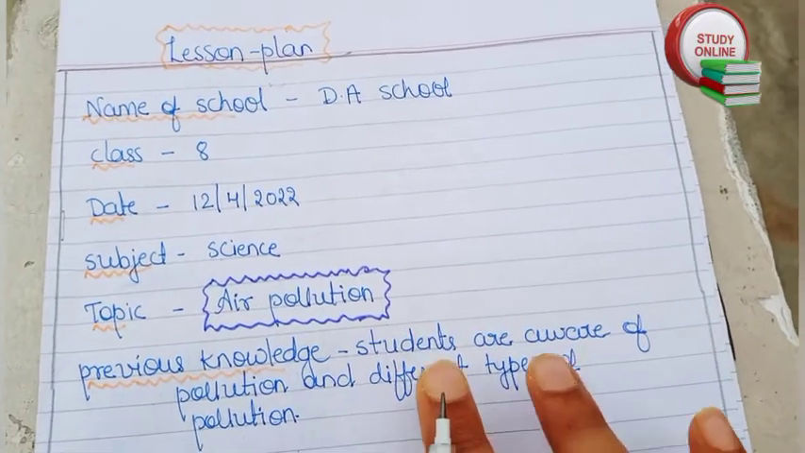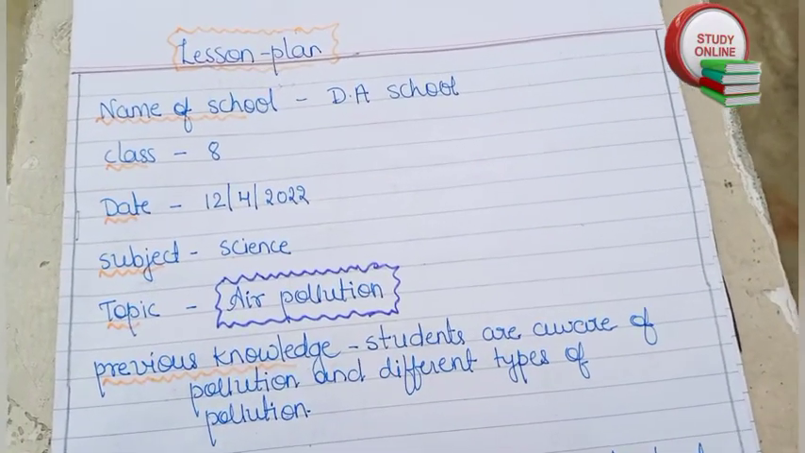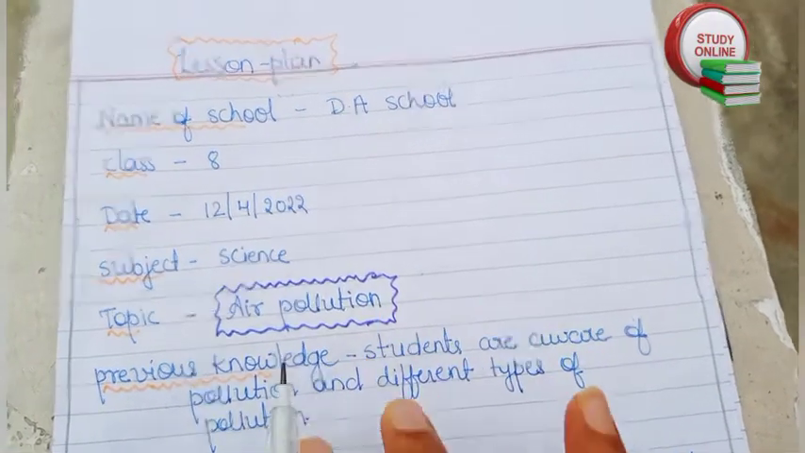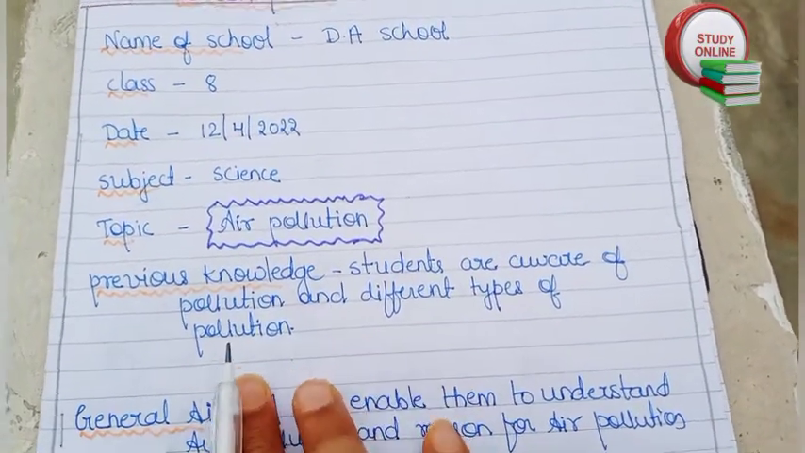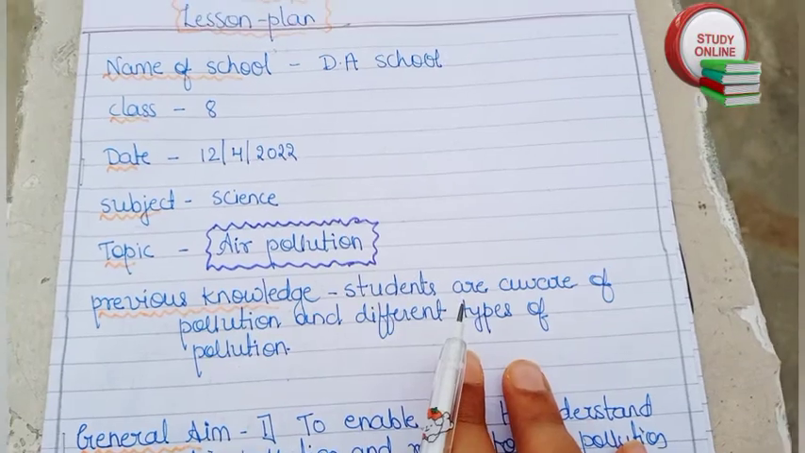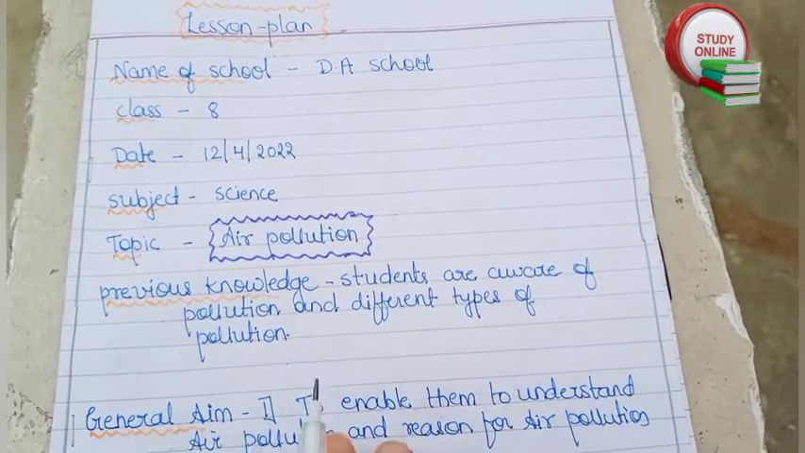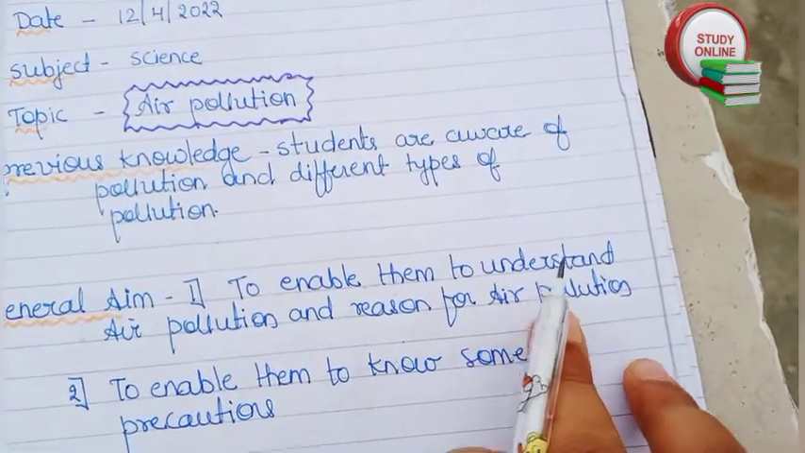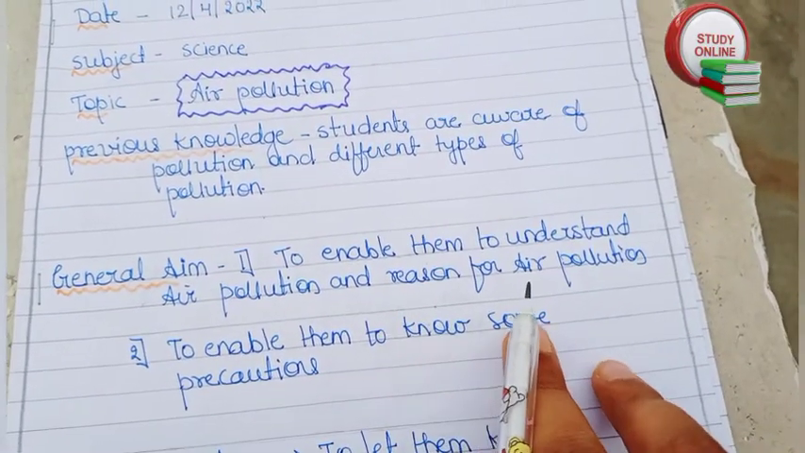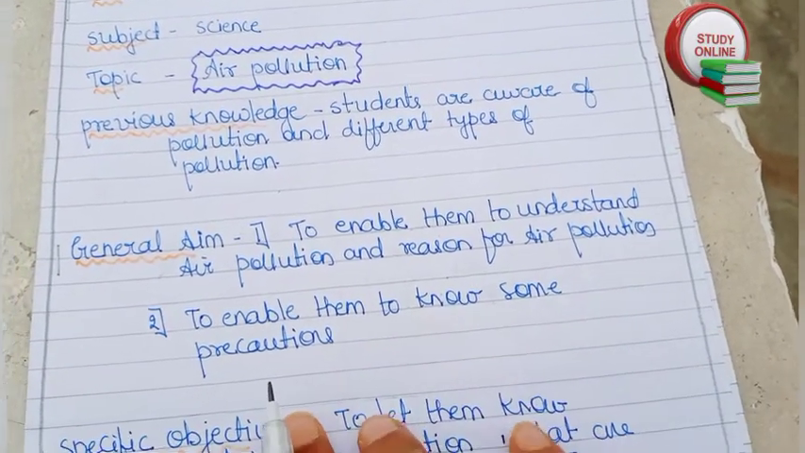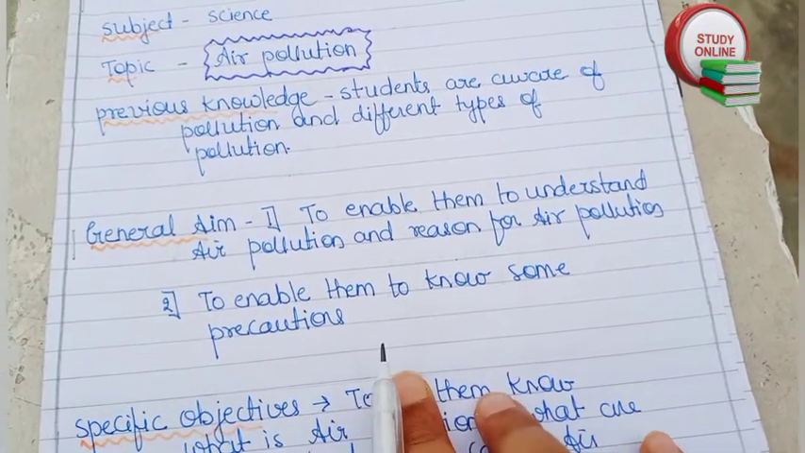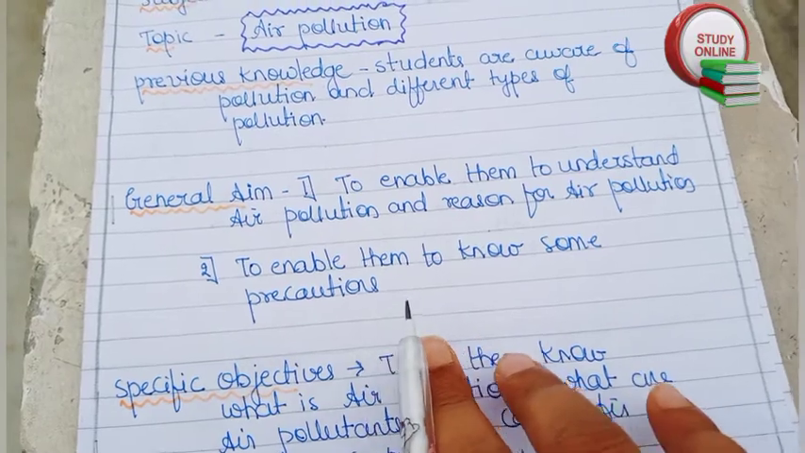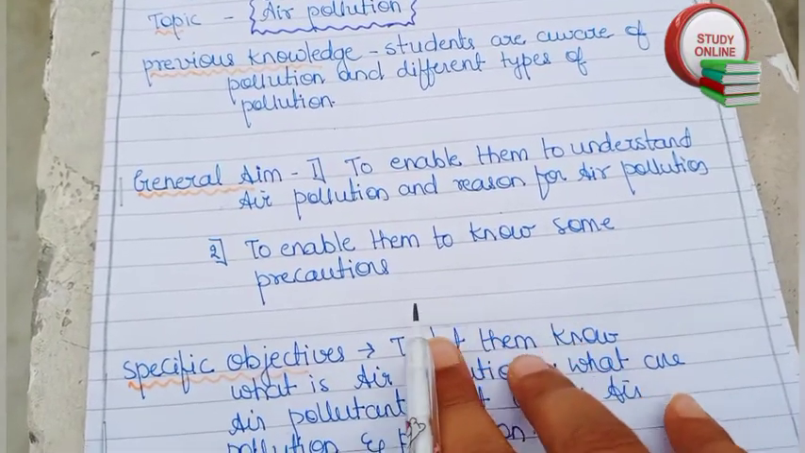Nutan Online Study. Today in this video, we will see how to make a lesson plan on the topic air pollution. Okay. So here you can see for previous knowledge, students are already aware of pollution and different types of pollution. Okay. After that, the general aim is to enable them to understand air pollution and the reasons for air pollution, to enable them to know some precautions, and how to prevent this air pollution.